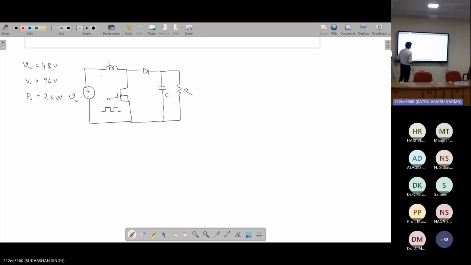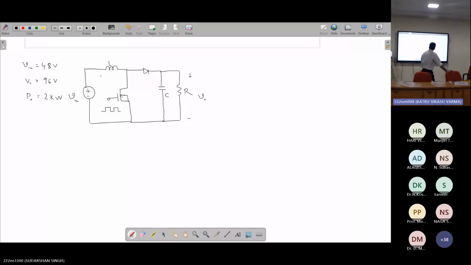And so this is the normal boost converter topology. I have not considered the different parasitics here, but you can consider them. Now the first thing you have to design for this converter is how to choose the power stage components, like the two filtering components, L and C.